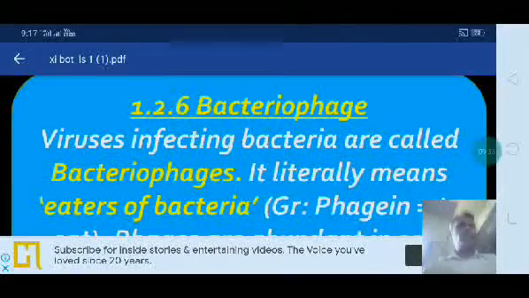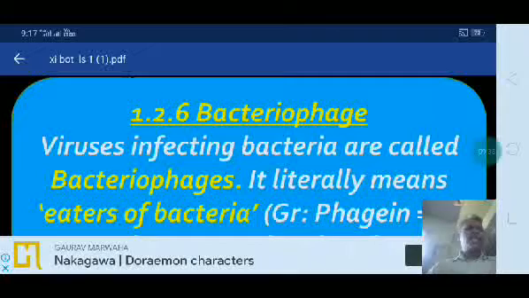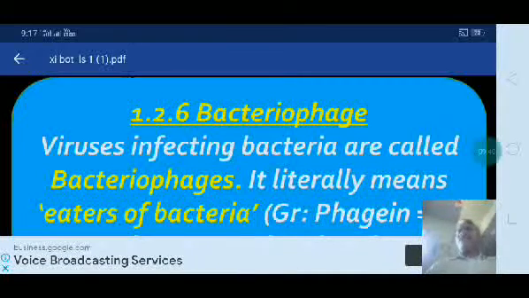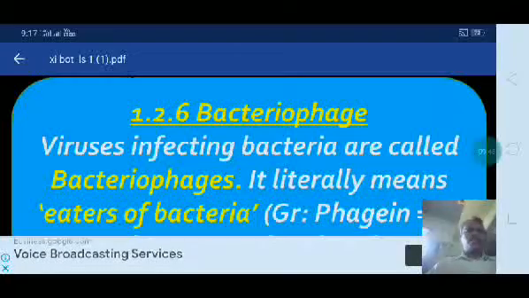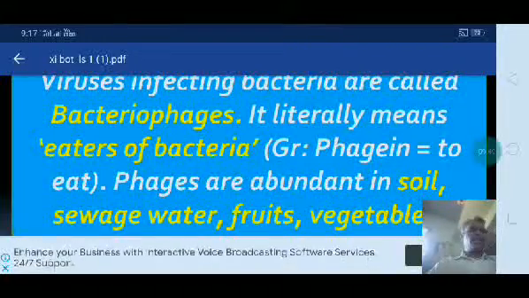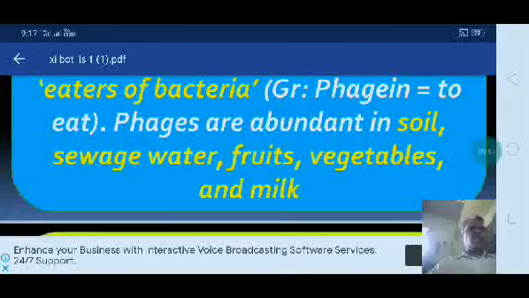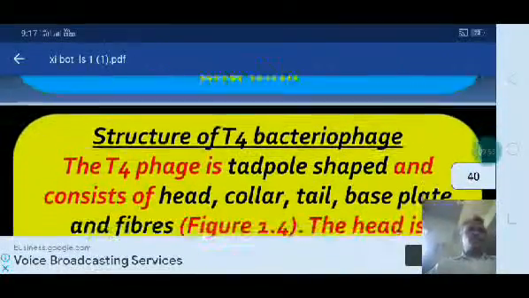Next we pass on to the bacteriophage. What do you mean by bacteriophage? It is a virus which affects bacteria. Phage means virus; viruses infecting bacteria are called bacteriophages. It means eaters of bacteria, phagein, to eat. Phages are abundant in soil, sewage water, fruits, vegetables and milk.